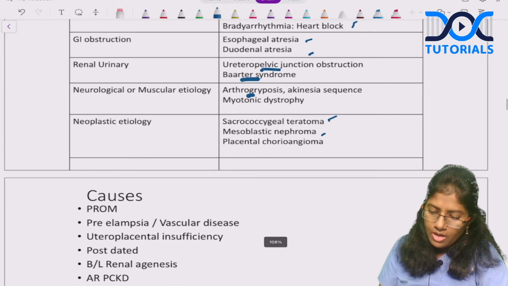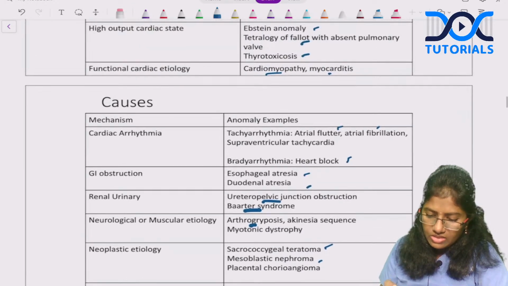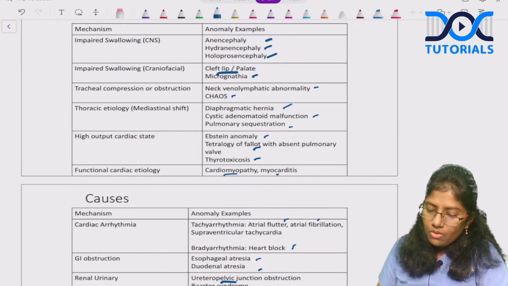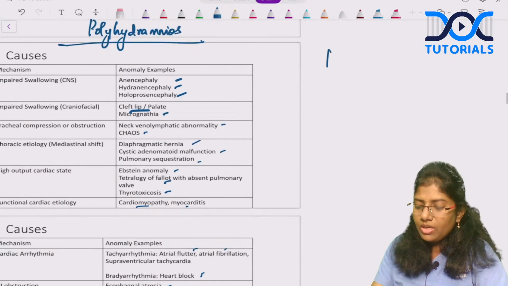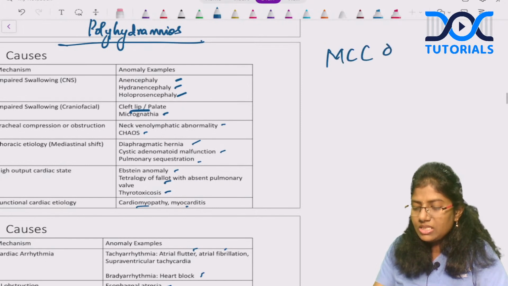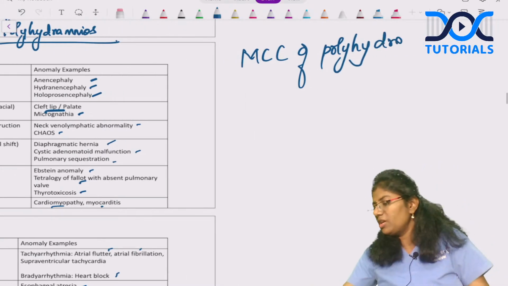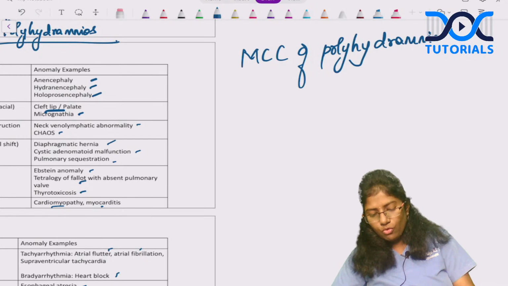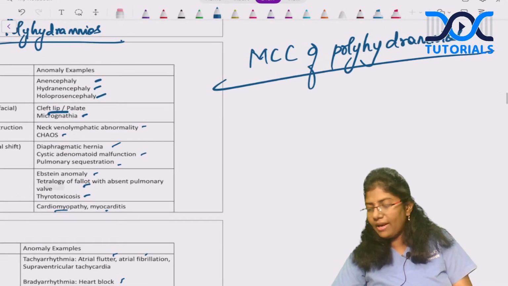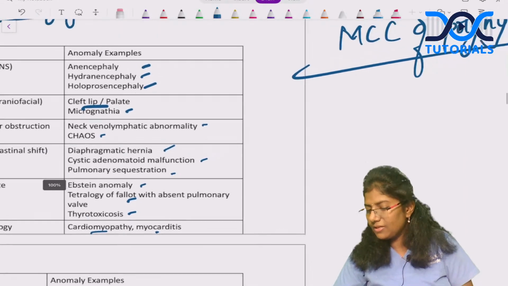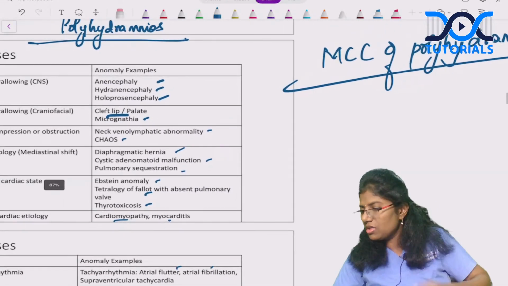Okay, causes of polyhydramnios. Now there are certain things which are not mentioned here, which are in fact the frequent causes of polyhydramnios. The overall most common cause of polyhydramnios, that is the MCQ. Most common cause of polyhydramnios. Yes, come on, give me the answer now. So I have told you a whole list of causes for polyhydramnios. No, forget all that. Now tell me, which is the most common cause for polyhydramnios?